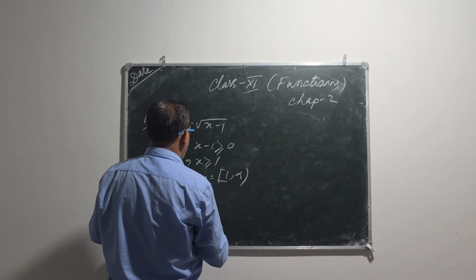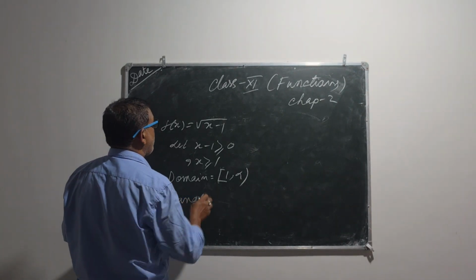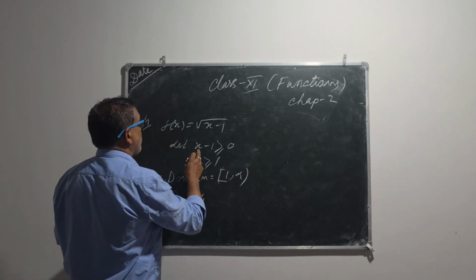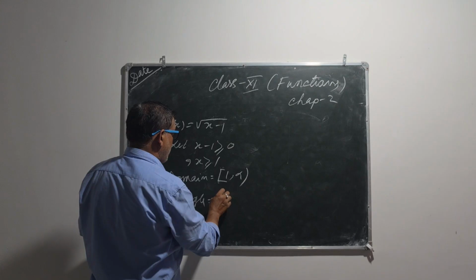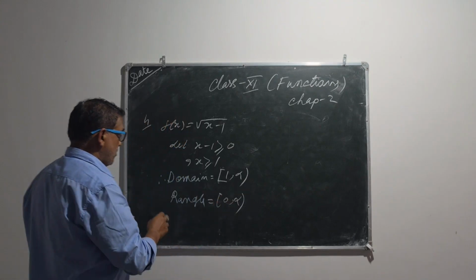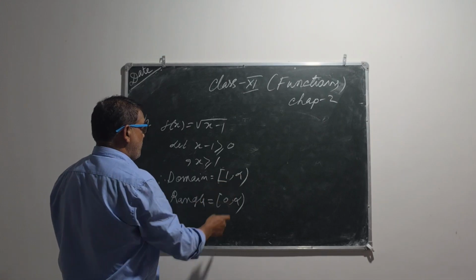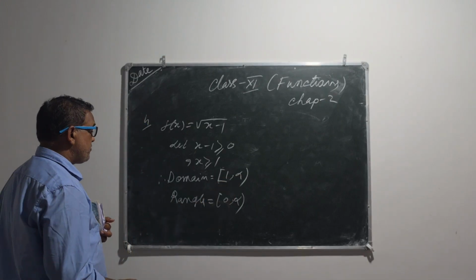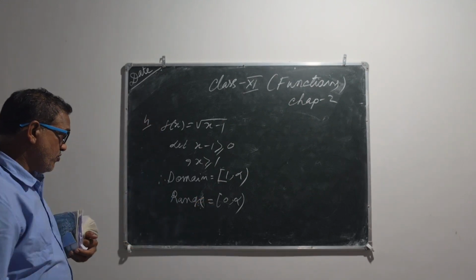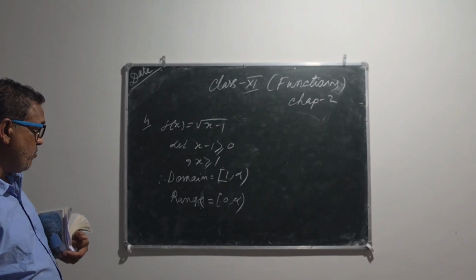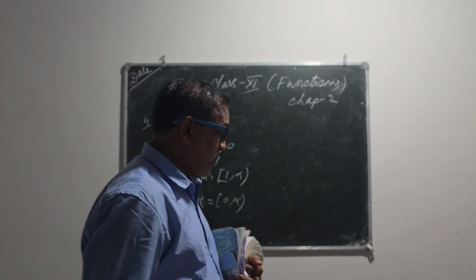And range will be equal to the range of y. This is y, so it will start with 0 to infinity. So domain equal to third bracket 1 comma infinity, and range will be 0 to infinity. Then 1 to infinity will be the domain and 0 to infinity will be the range. So this way you can find the domain and range of this function. So let us see the next question now.